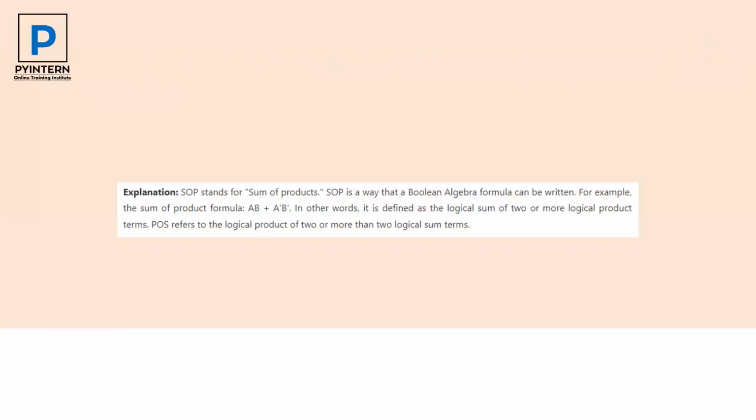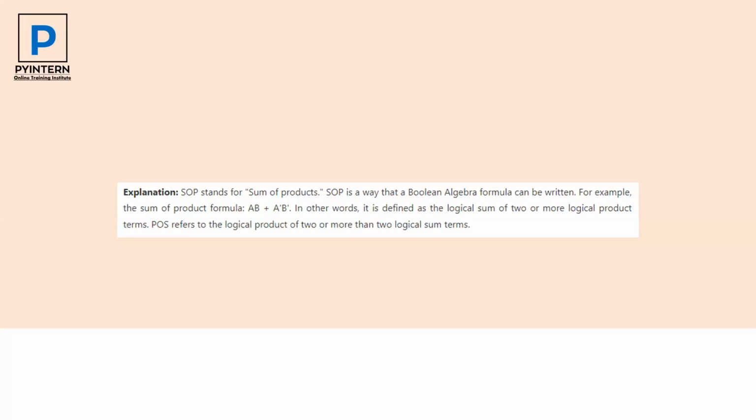Okay, come to the explanation. SOP stands for sum of products. SOP is a way that a Boolean algebra formula can be written. For example, the sum of products formula AB plus A complement B complement. Okay, in other words, this is a sum of products, and this is POS, meaning product of sums. So we can write it as (A plus B) into (A complement plus B complement). In other words, it is defined as a logical sum of two or more logical products.